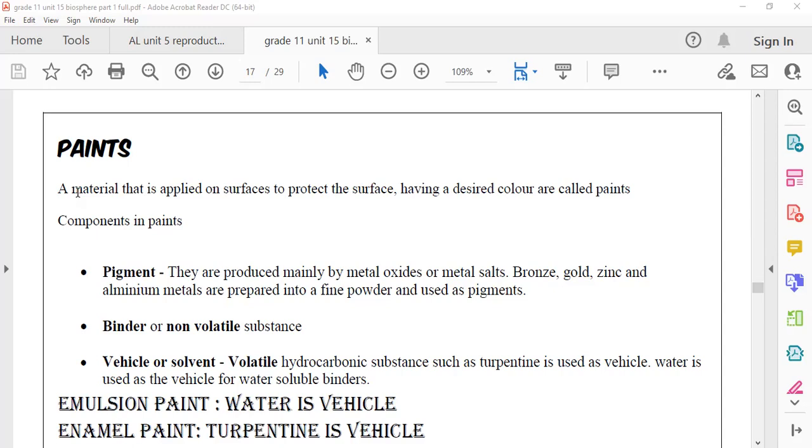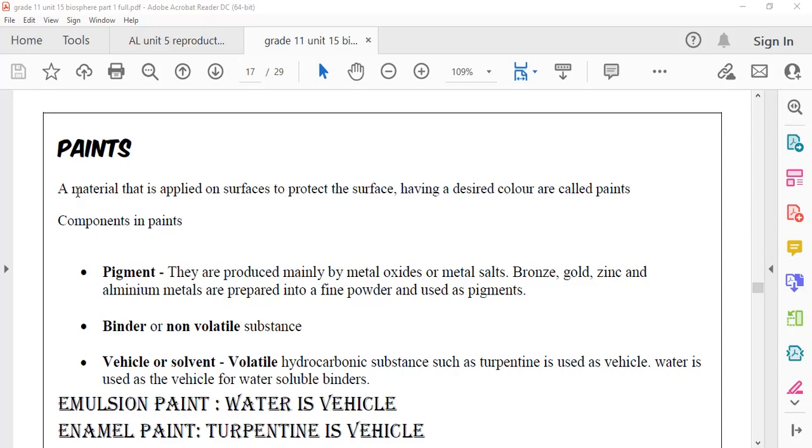In addition, certain metals are also used. You have seen gold color paints, copper color paints, metal paints. Bronze, gold, zinc, aluminium, metals in fine powder form, are used as paint components. Bronze is an alloy, a mixture of more than two metals.